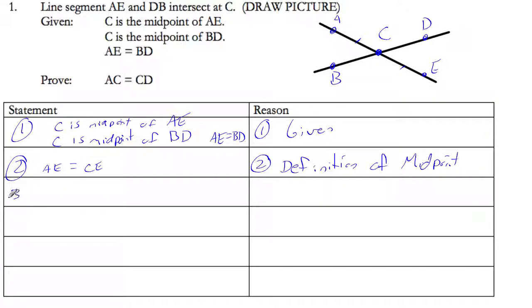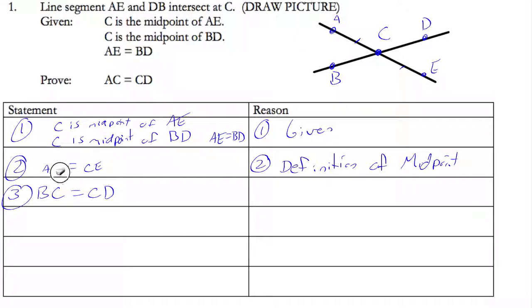We can also say in the next step that BC is equal to CD. In the previous step, I wrote AE. I meant to write AC. AC is equal to CE. BC is equal to CD. And again, that's the definition of the midpoint.